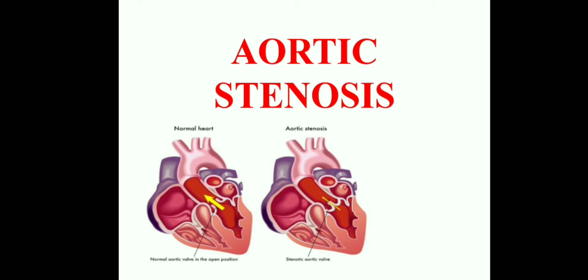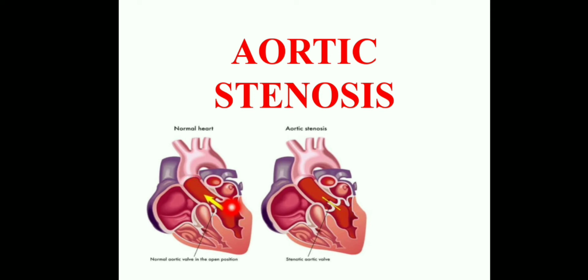What is aortic stenosis? It means you should know the parts of the heart. First we will see the normal parts of the heart. These are the atriums. This is the right atrium. This is the left atrium. Below that, this is the right ventricle, and below that, this is the left ventricle. From the left ventricle, the aorta arises. Here the aorta passes from the left ventricle.